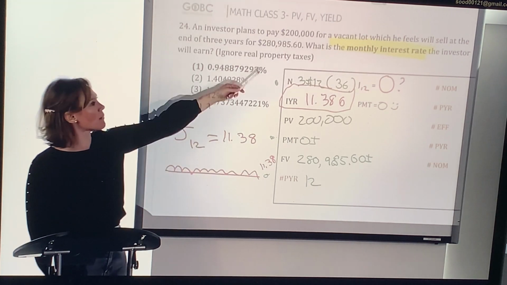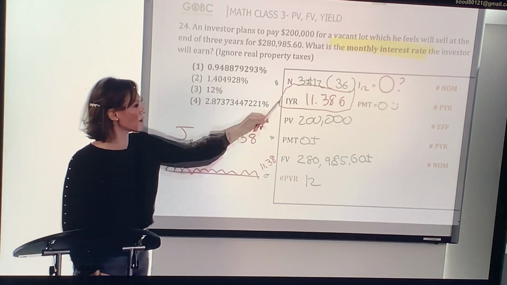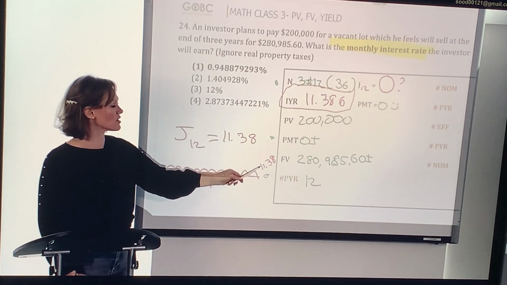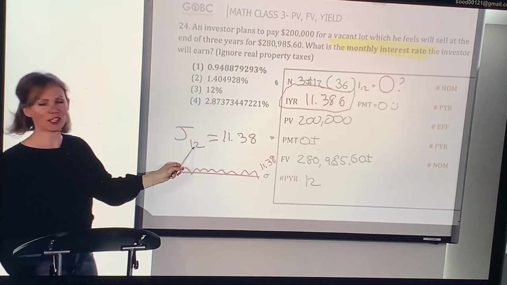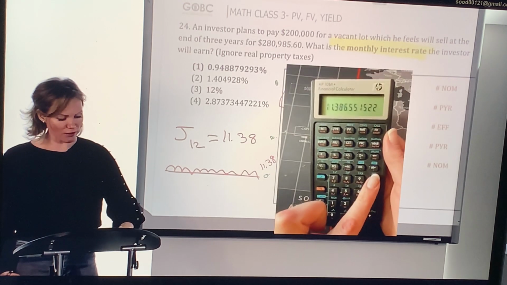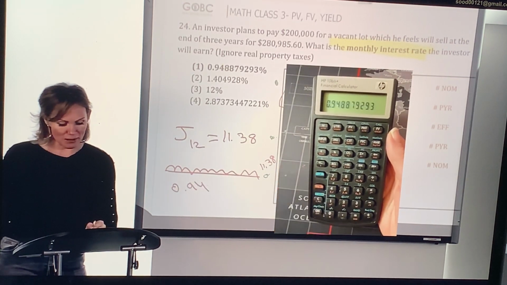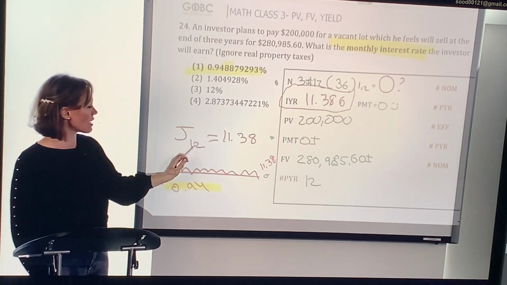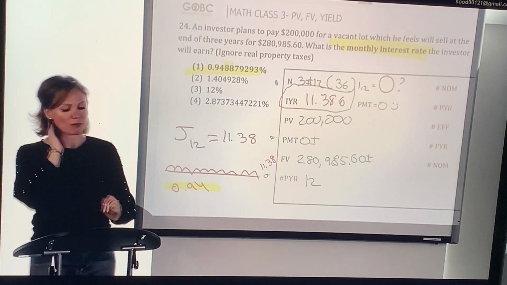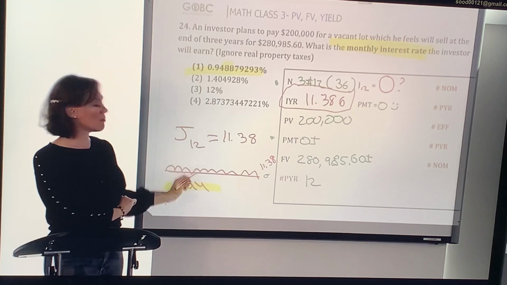So what are they looking for? They say, how much is the monthly rate? They're not looking for nominal because that would be that. They say, how much for each month? So what do you do? You take this big number, then you divide it by its compounding. That's all you do. So divide it by 12 to get to a small number, and mine comes up as 0.94, right? It's the exact same as option number 1. So if I take this divided by this, it comes up to 0.94, okay? And that's how you find every single month's rate.